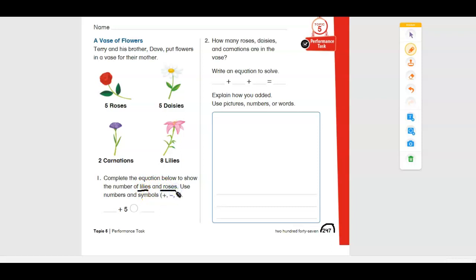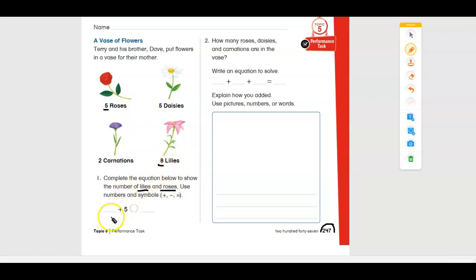So let's look and see how many lilies are there. Let's look for the lilies. There are 8 lilies. It says lilies. And how many roses are there? Let's look for the roses. Here we are. There are 5 roses. Okay. And we want to complete the equation below to show the number of lilies and roses. So we want to see the total amount of roses and lilies that we have.